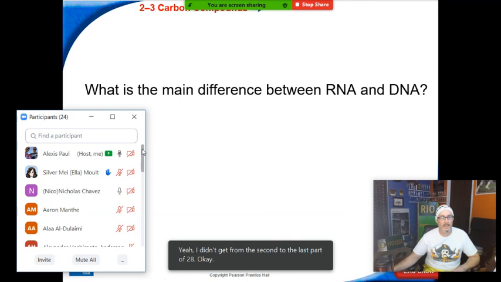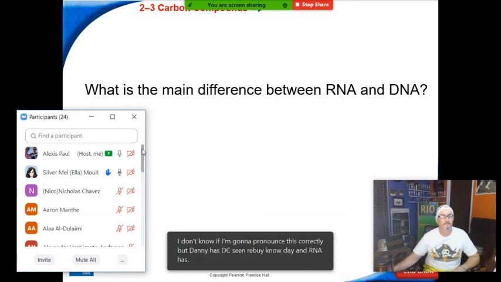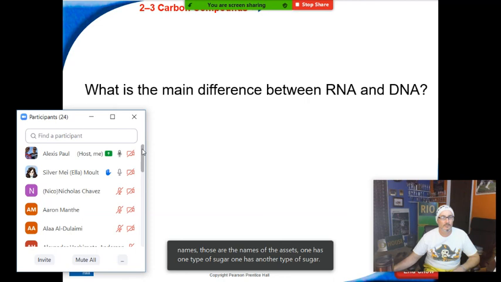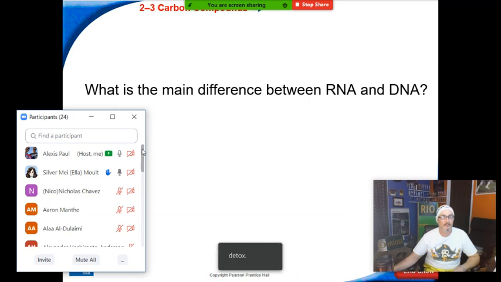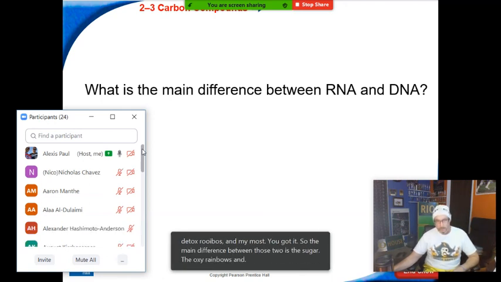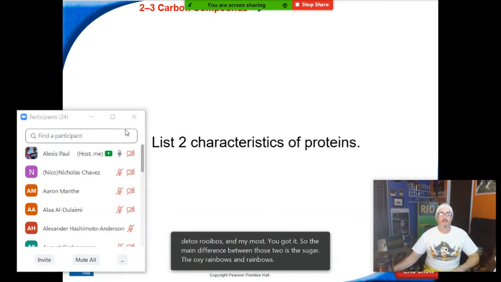Okay. Silver May, bail him out. I don't know if I'm going to pronounce this correctly, but DNA has deoxyribonuclei, and RNA has. No, those are the names. Those are the acids. One has one type of sugar, one has another type of sugar. Deoxyribose and ribose? You got it. So the main difference between those two is the sugar. Deoxyribose and ribose. Oh, this is tough.